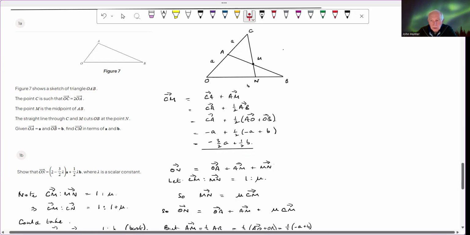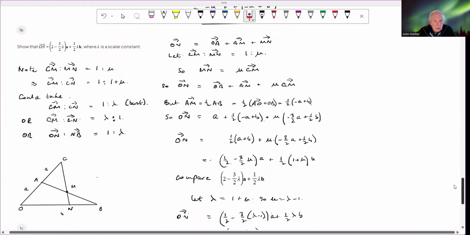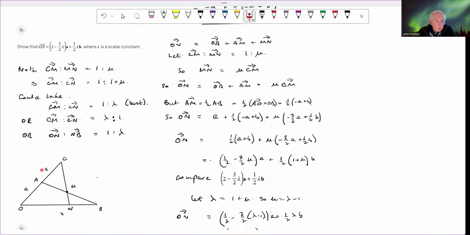Okay, so let's have a look at the second part here. I've redrawn the diagram here. Show that ON equals this expression here, an a part and a b part, where lambda is a scalar constant. So what do we say? We want to get from O to N, don't we?